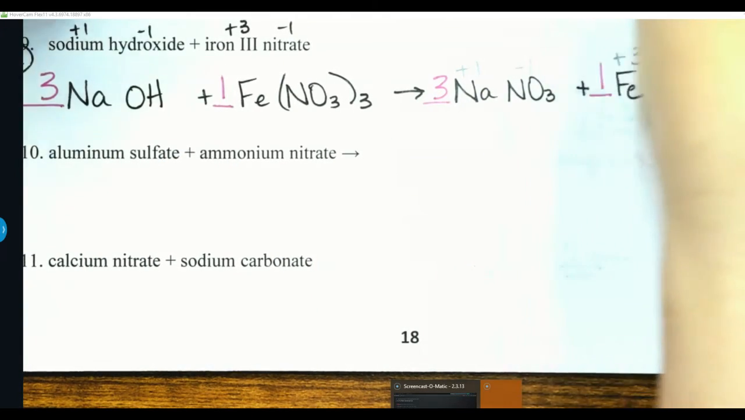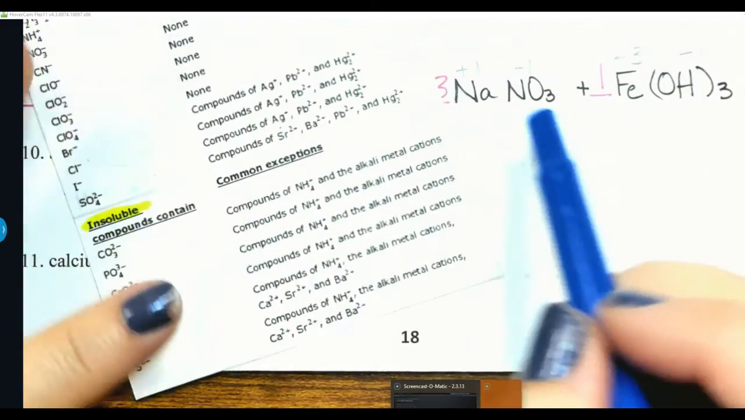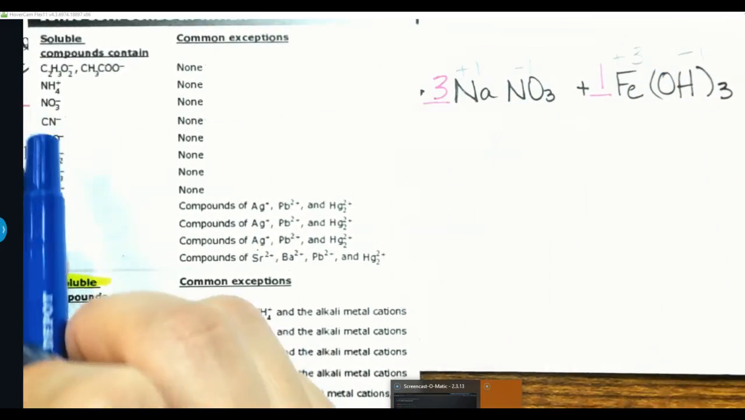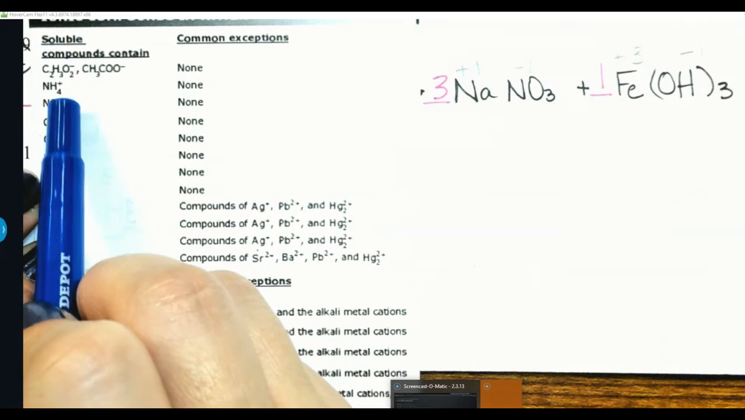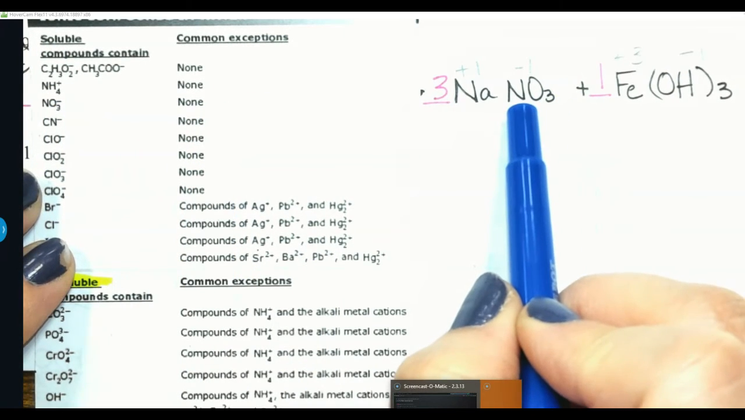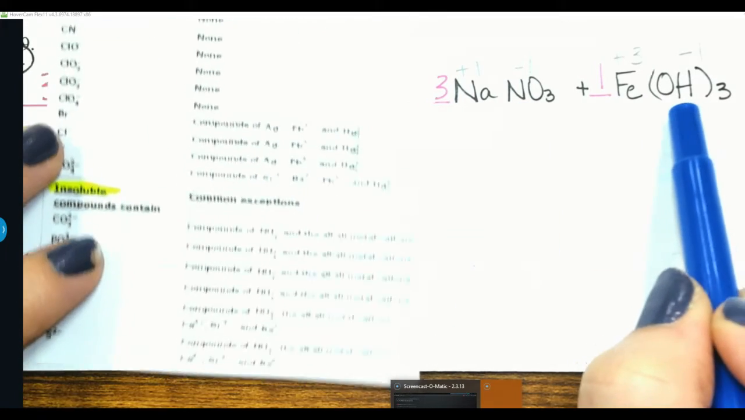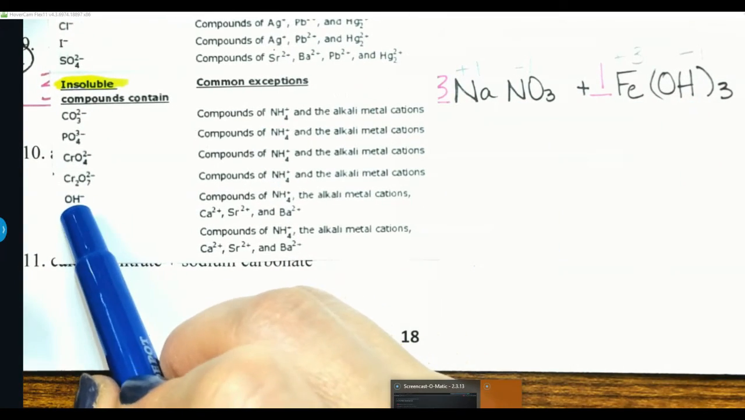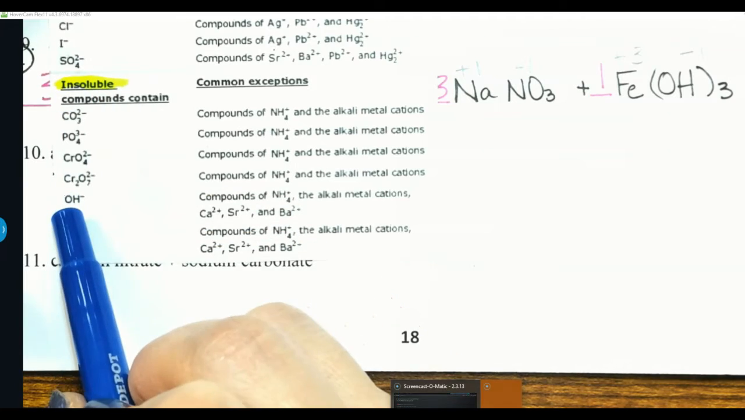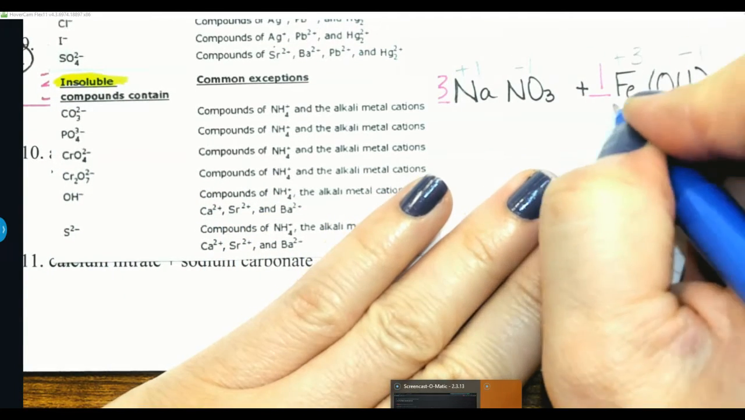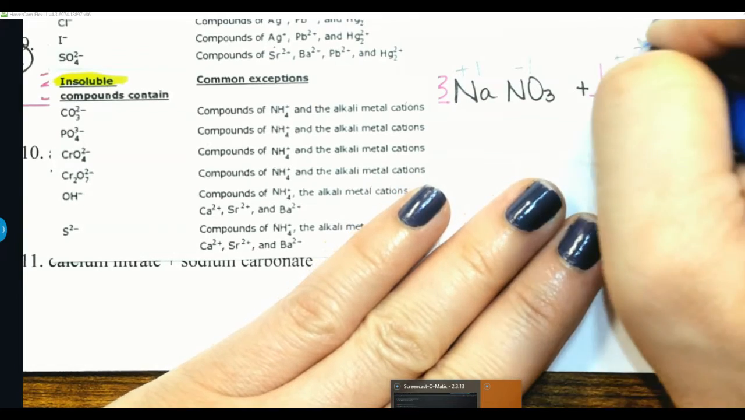You need to use your solubility rules to determine which of these is the precipitate. You'll notice that nitrate is there, and it is soluble with no exception. So this is not the precipitate. Here, I'm going to look for OH, my hydroxide, which is there, and hydroxides are insoluble, and iron is not an exception. So that's going to mean this is our precipitate.